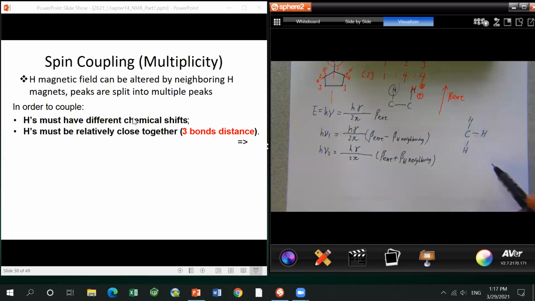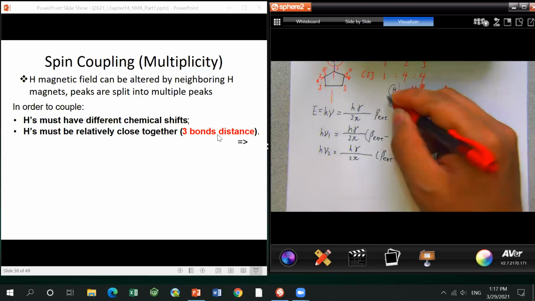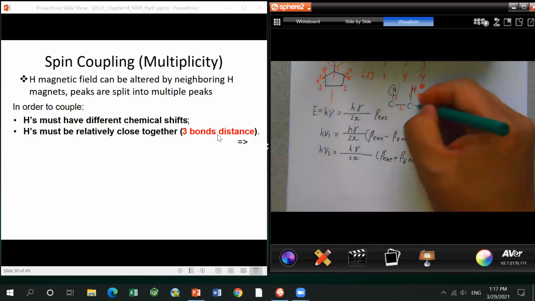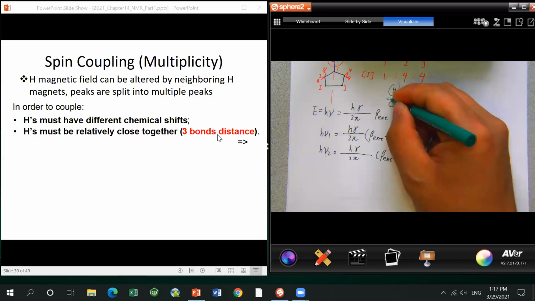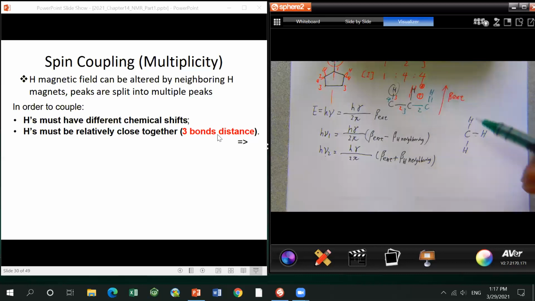Second, the 2 protons have to be relatively close, so they can couple with each other: within 3 bonds. You can see here, 1, 2, 3 bonds, so they can couple. If you get more than 3, for example, if we have another proton here, 1, 2, 3, 4, then there's no coupling between this green one and this red one. It has to be within 3 bonds. Please keep that in mind.